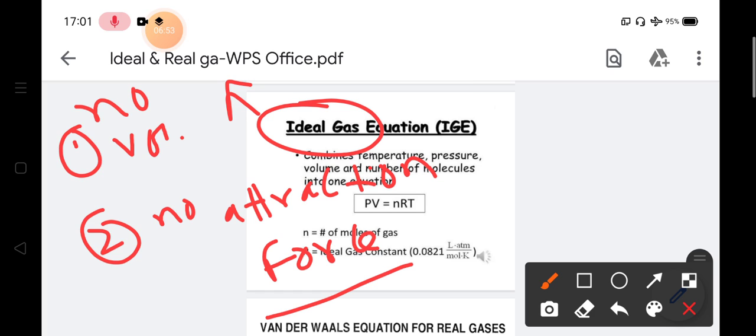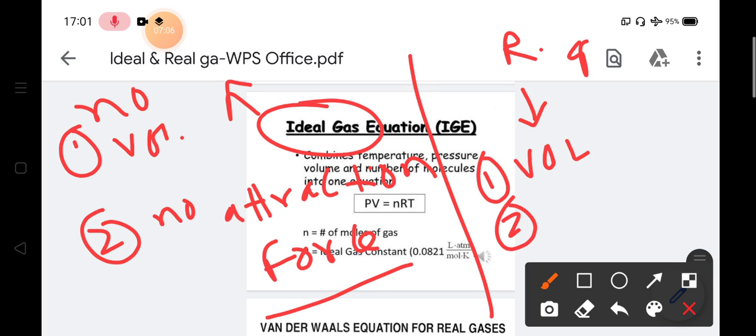So that is why, in the case of real gas, they have certain volume. Number one, that is volume, and number two, they have the attraction force also. So in the case of real gases, real gas has both the volume as well as attraction force. But in the case of ideal gas, no volume and no attraction force.